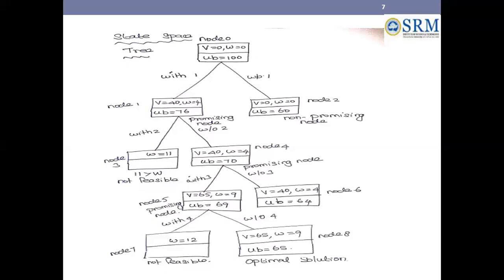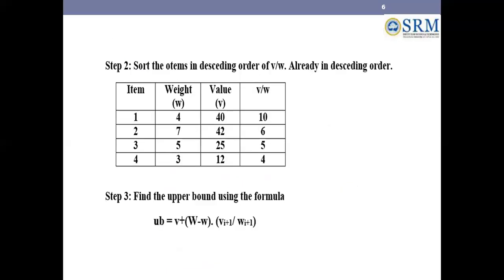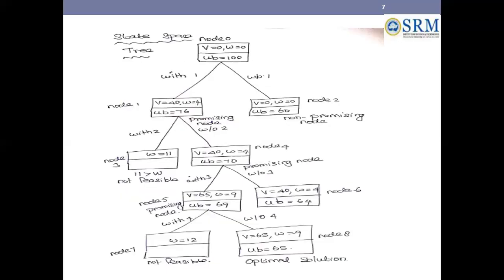The fourth item weight is 3 kg. See, the last item, the fourth item, weight is 3 kg. Now the weight becomes 12. That exceeds the knapsack capacity of 10 kg, so that is not feasible. See the right side, without adding item 4. So V and W are the same, but the upper bound value will change.